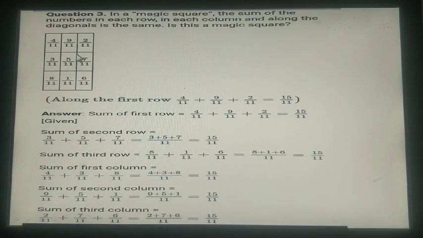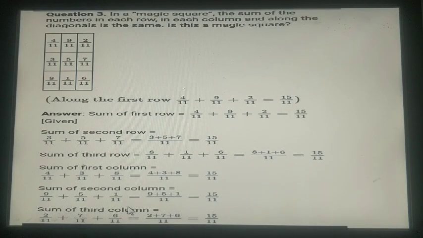The next column is 9/11 plus 5/11 plus 1/11. Adding the numerators, you will get 15/11. Again, the third column, 2/11 plus 7/11 plus 6/11. Again, you can see 2 plus 7 is 9, 9 plus 6 is 15, so 15/11.